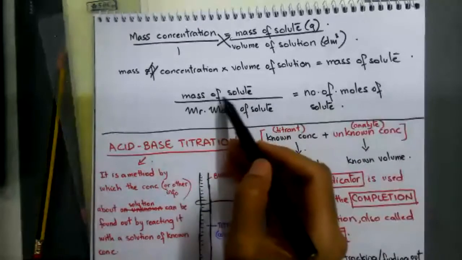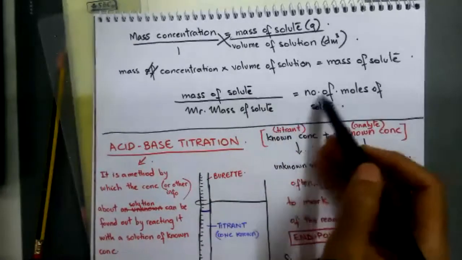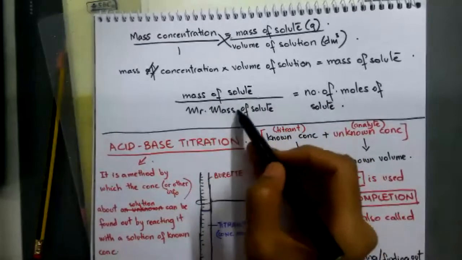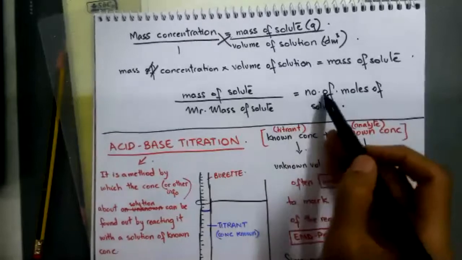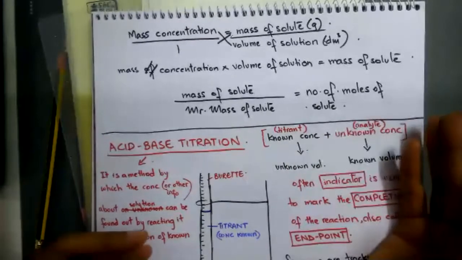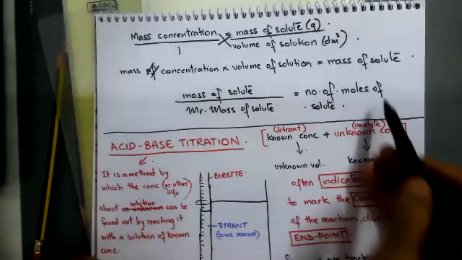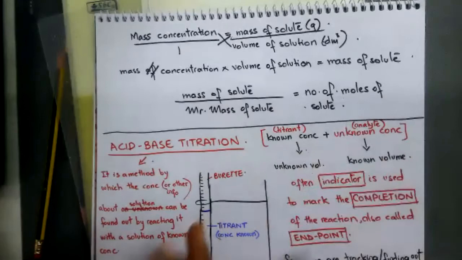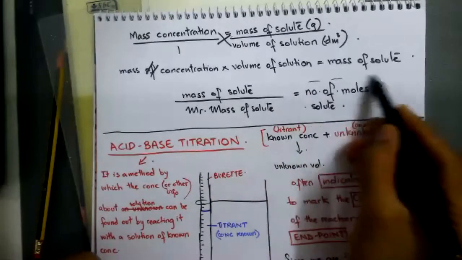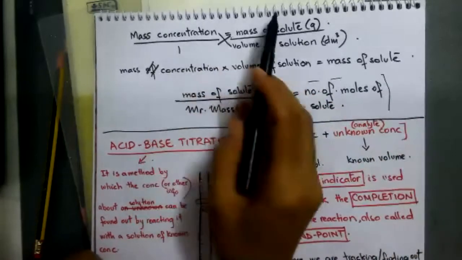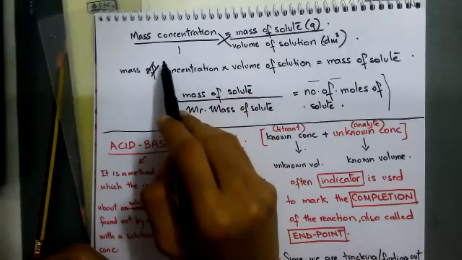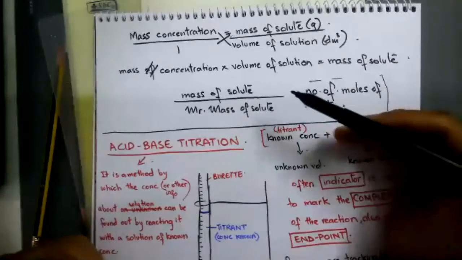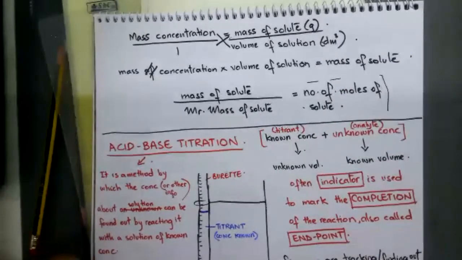Then once you have the mass of solute, the same formula applies: the mass of the substance divided by the molecular mass of that substance will give you the number of moles of that substance. That is the old formula that I think you must be familiar with by now. So this is how you calculate the number of moles if you have the mass concentration given in the question. Is there any confusion till here? Because I don't want to move forward if you have any questions.